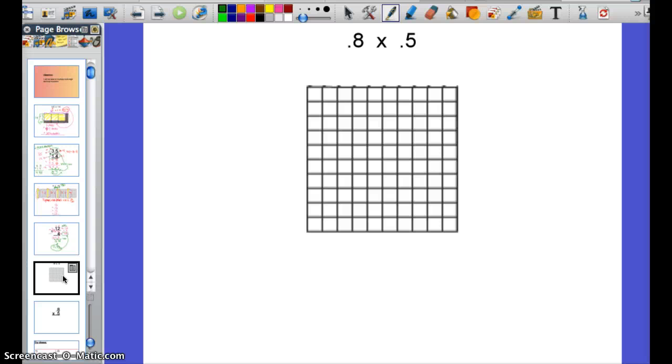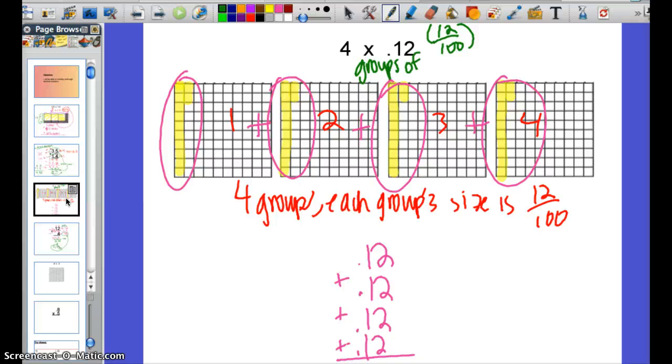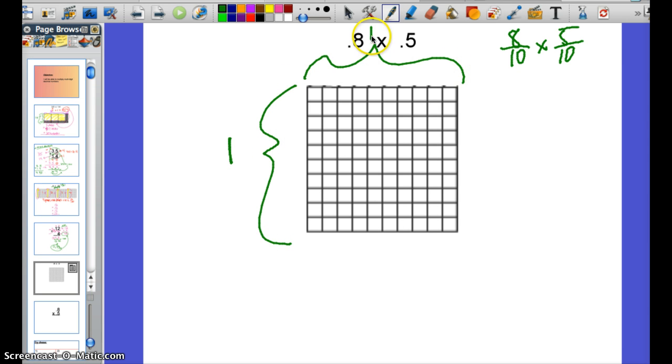So we've done, think about it like a mixed number times a mixed number. We've done a whole number 4 times that fraction, 12 hundredths. And now what we're going to do is, you can think about it like a fraction times a fraction: 8 tenths times 5 tenths. What's going to happen here? Well, we have this model. Think about it as an array, a 1 by 1. Anything less than 1 will be a fraction.